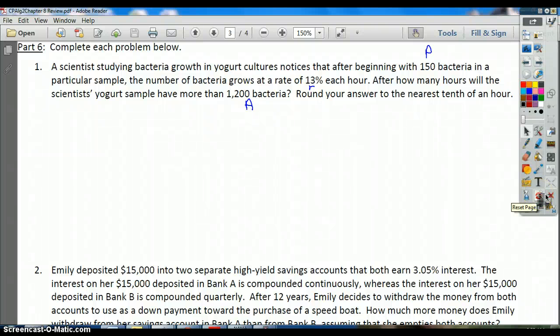Alright guys, back to your test here. This is a review sheet for chapter 8. This is the third page and fourth page I'll be going to.